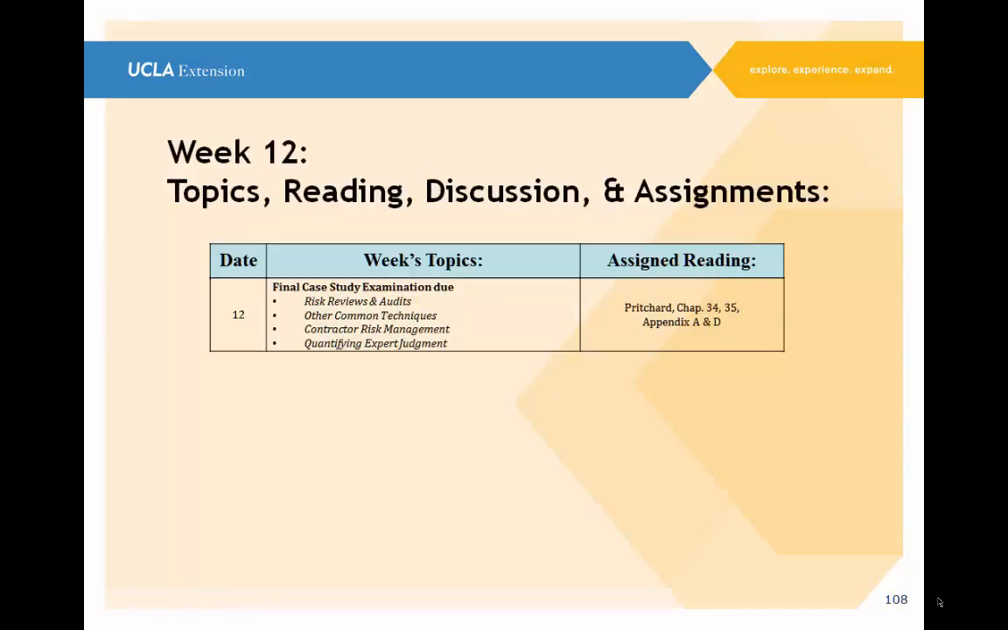So that's for this week. Next week is our final case study. That's going to be a final exam case study, and you're going to look at Pritchard chapters 34, 35, and Appendix A and D, and there are four topics there: risk reviews and audits, other common techniques, contractor risk management.